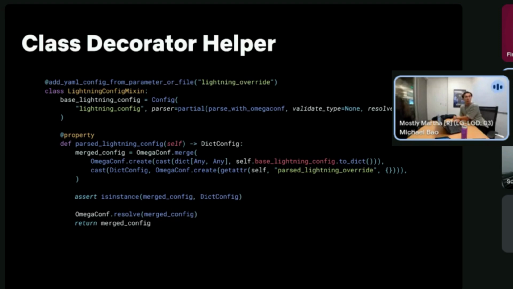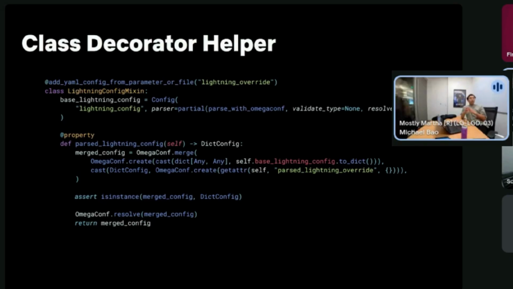Effectively, what you see here is that we have a basic config that we parse with Omega Conf, and then the creator of the Metaflow flow uses parse Lightning config, which does a simple Omega Conf merge to merge the config with the parameter config. And then it resolves the configuration before returning it back to users. The magic that happens here is in this add YAML config from parameter or file decorator.